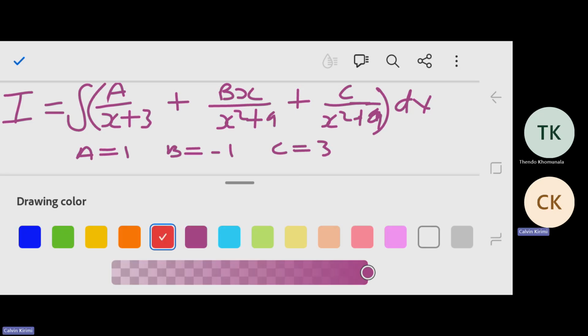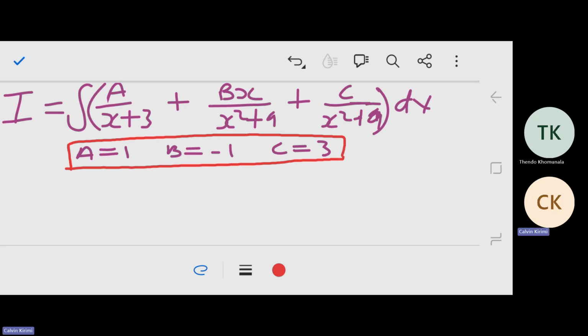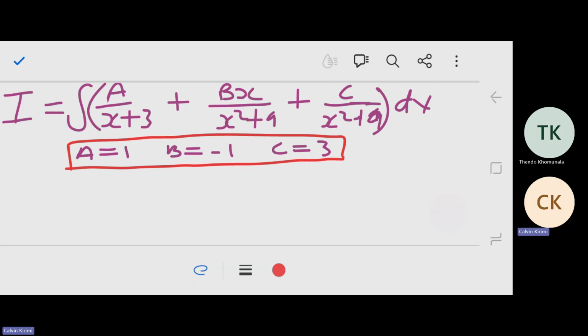So that is what we have now. From there, we want to know what is the answer. We are given that situation. For the first one, you already know the answer: ln absolute of x plus 3. So I is equal to ln absolute of x plus 3. Right, we are done with that part.